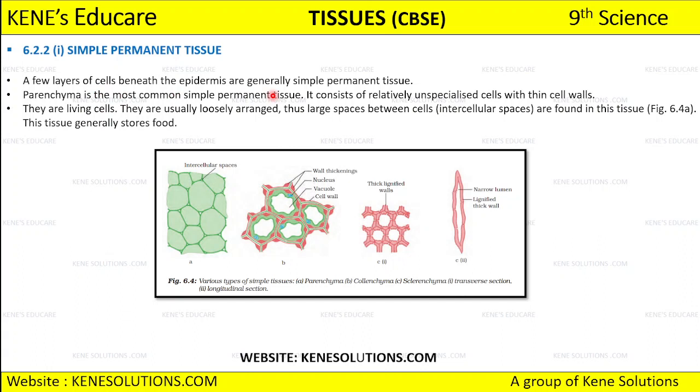Now this can be asked for 1 mark. Dash is the most common simple permanent tissue. So we should know that parenchyma is the most common simple permanent tissue, and this parenchyma consists of relatively unspecialized cells with a thin cell wall.